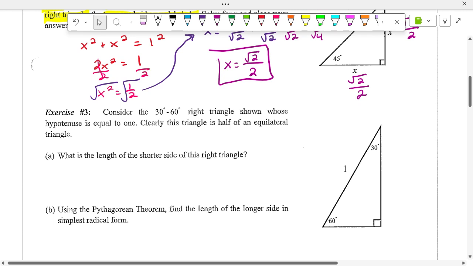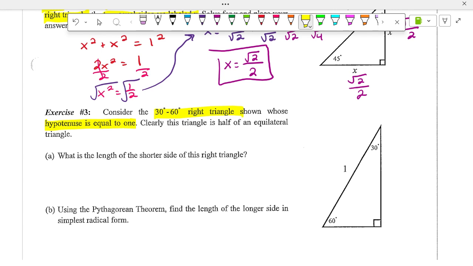So, we're going to consider the 30, 60, 90 right triangle whose hypotenuse is equal to 1. Why do you think they're picking 1? How does that connect to the unit circle? Why do you think they're picking 1 for the hypotenuse? The radius is 1. So in this case, the 1 is representing the radius. The hypotenuse for both triangles represents the radius. Okay?